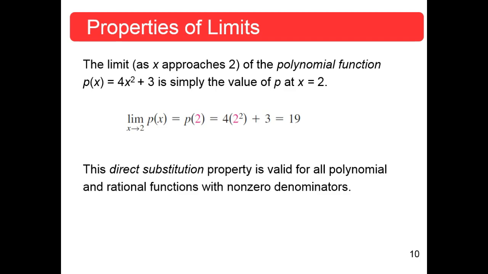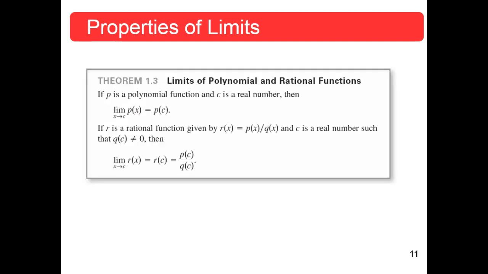If that ratio is 0, then we'll be using other techniques to try to eliminate that. So let's do it. So here's theorem 1.3. Limits of polynomial and rational functions. If p is a polynomial function and c is a real number, then the limit as x approaches c of p of x is simply p of c. Just what we were just saying.